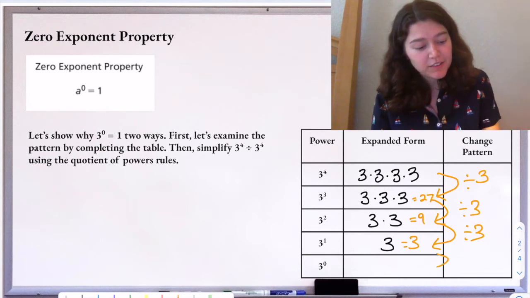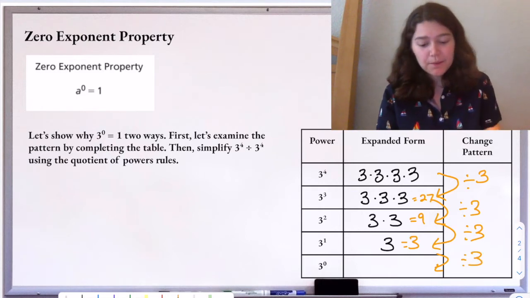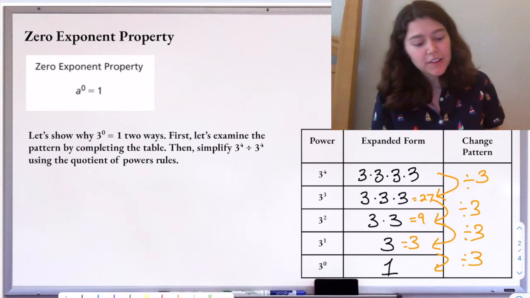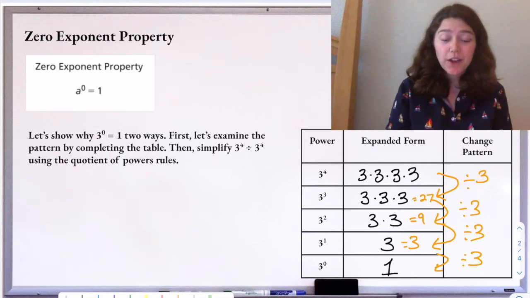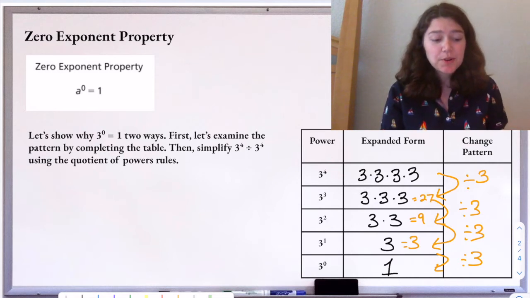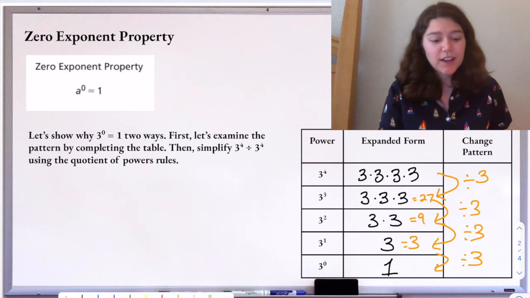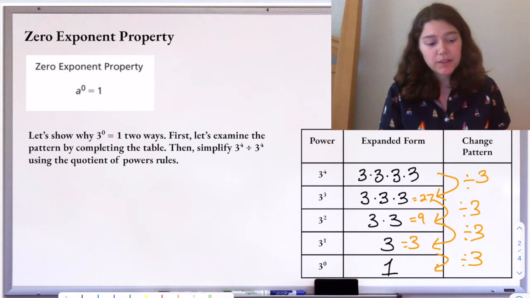We should be dividing by 3. So what is 3 divided by 3? Right, 1. Okay, so 3 to the power of 0 has a value of 1. So that's one way of seeing how this zero exponent works. We're completing that pattern. When we drop down an exponent, we're dividing by the base once.